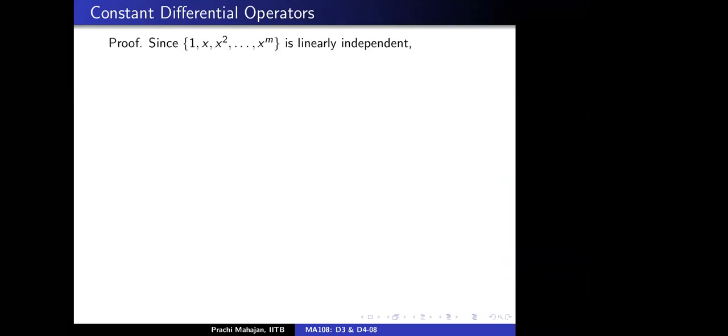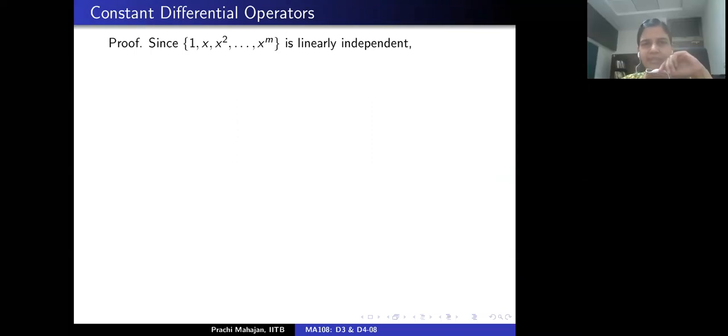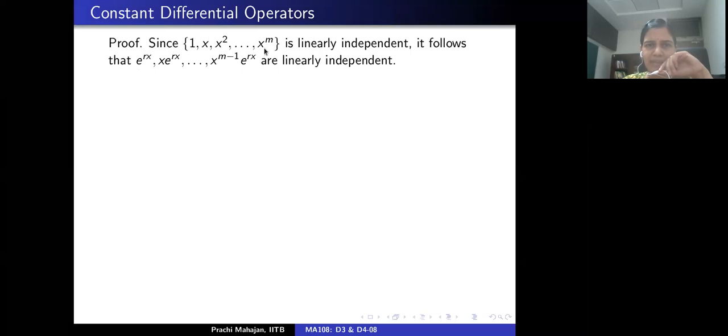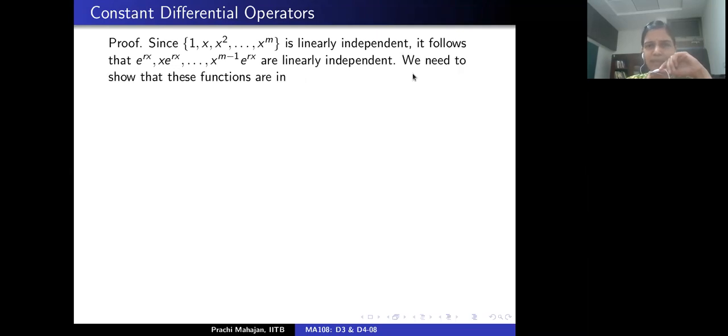The first thing is easy: the linear independence of these functions u1 up to um. You note that 1, x, x squared, up to x to the power m is a linearly independent set. So it is immediate that exponential rx, x times exponential rx, up to x to the power m minus 1 exponential rx is a linearly independent set. Ideally there should be a parenthesis here, I'll fix that. I hope everybody is with me up till this point.